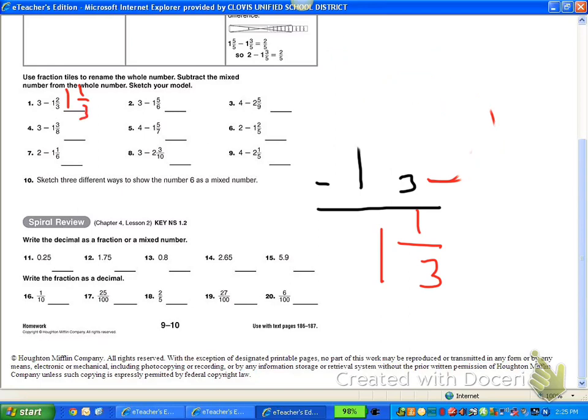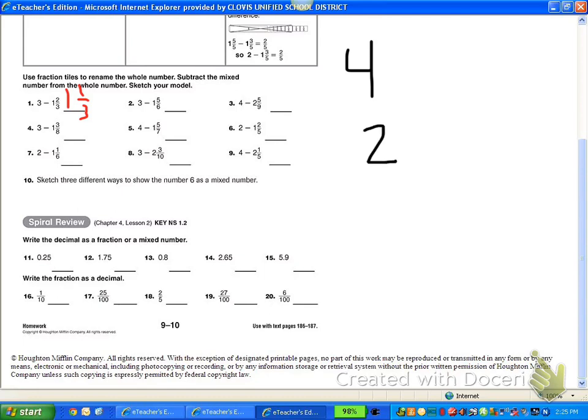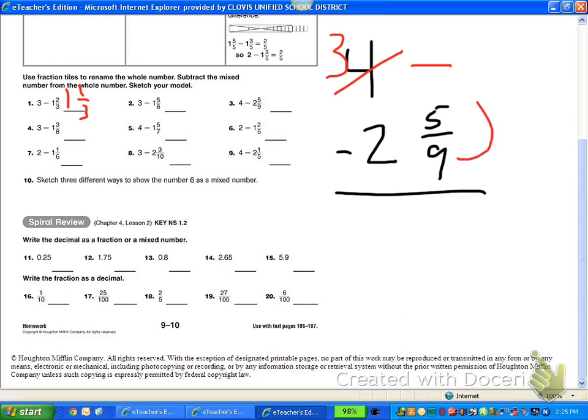Number 3, we've got 4 minus 2 5/9. Take 1 away from the 4, and that becomes a 3. My denominator is going to become my new denominator and numerator for the new fraction up here. So it's going to be 9/9. So we got 9 minus 5 is 4. Denominator stays the same. 3 minus 2 is 1. So my answer for number 3 is 1 4/9.